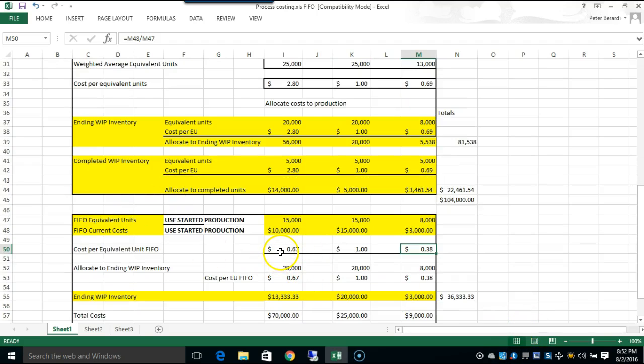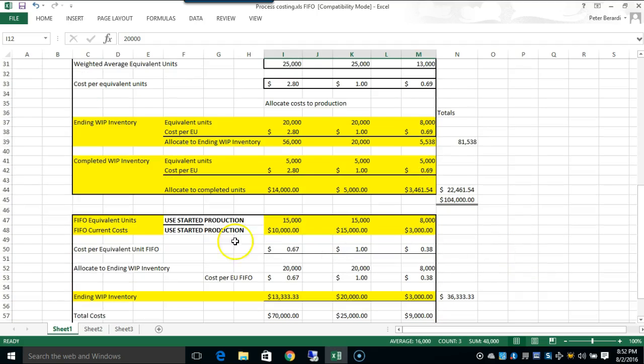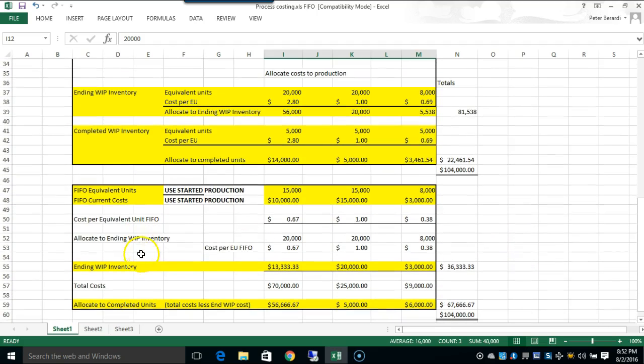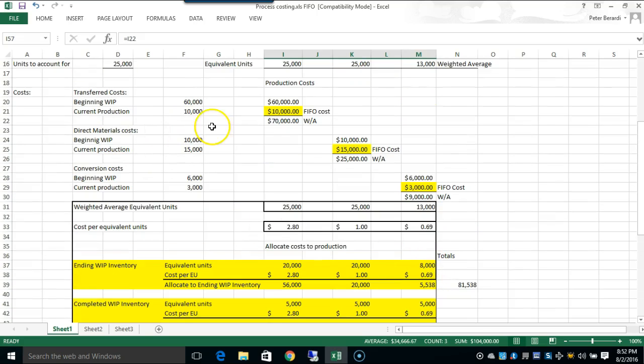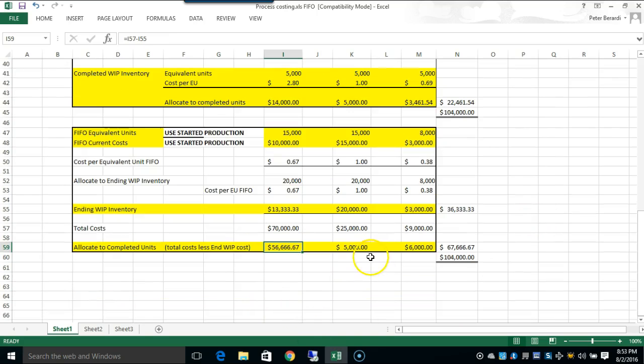Then apply your FIFO cost per equivalent unit to your ending WIP inventory equivalent units right here. To get to the completed WIP inventory valuation under the FIFO method, simply take your total production cost, which is given to you here, and subtract the ending WIP from that to back into your completed FIFO valuation.